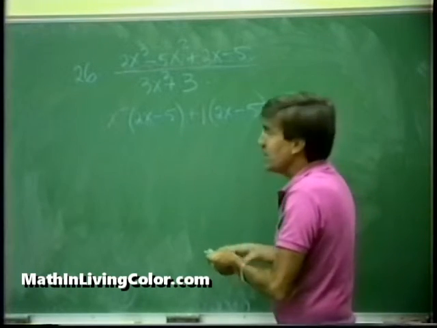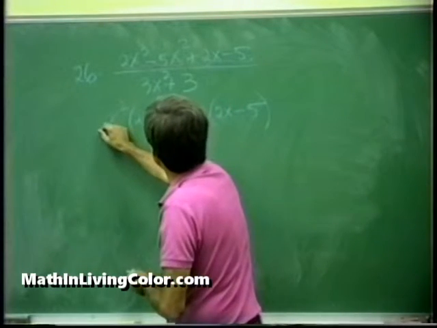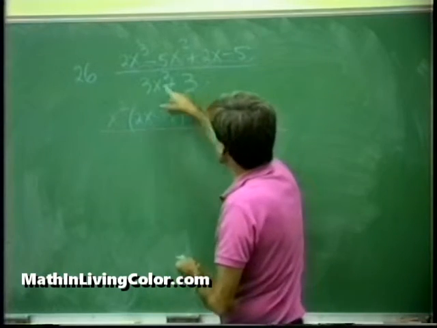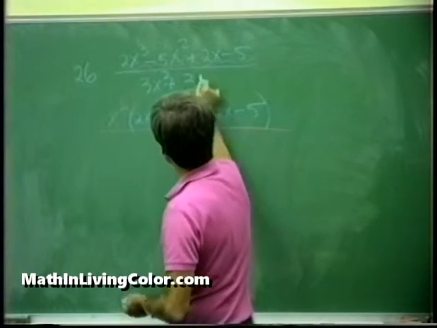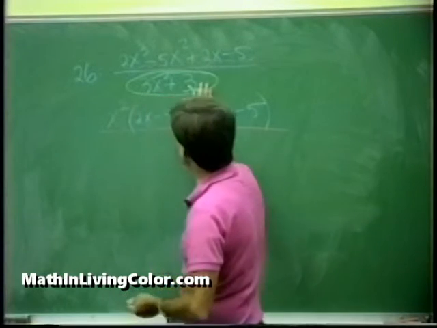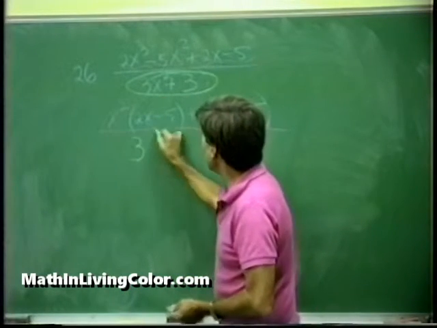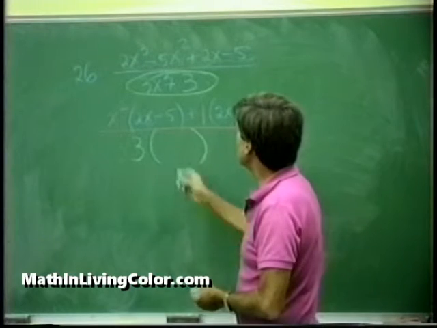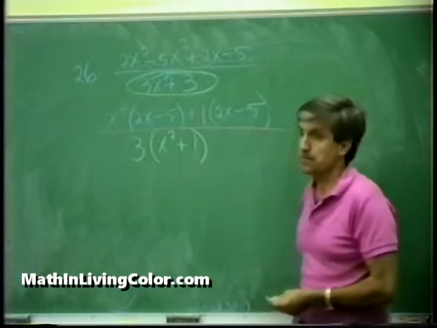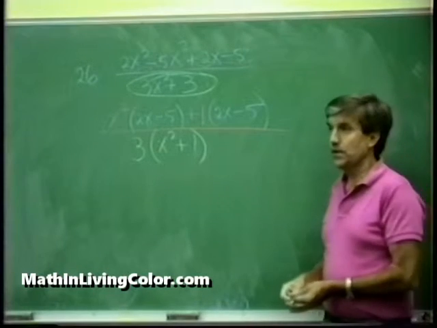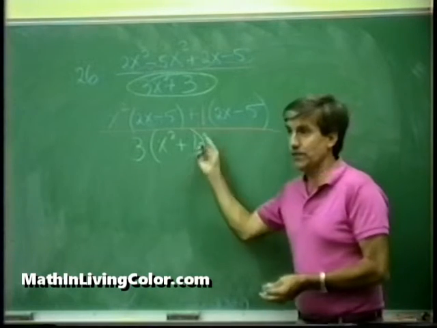Okay? Now, in the meantime, what about the denominator? Can you factor the denominator? Let's take out a 3 from this. Let's do this part in green, all right? Take out the 3, and what would be left? x squared plus 1. Okay? Any questions so far? Can we reduce it at this point?